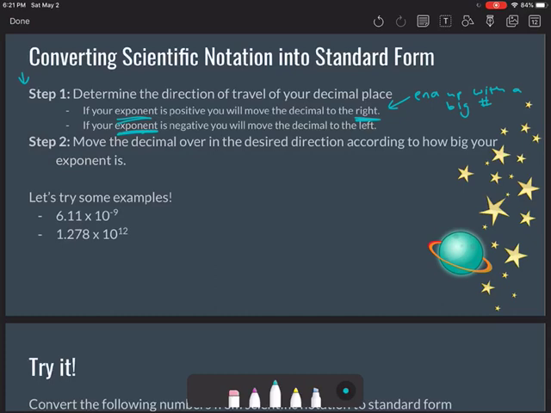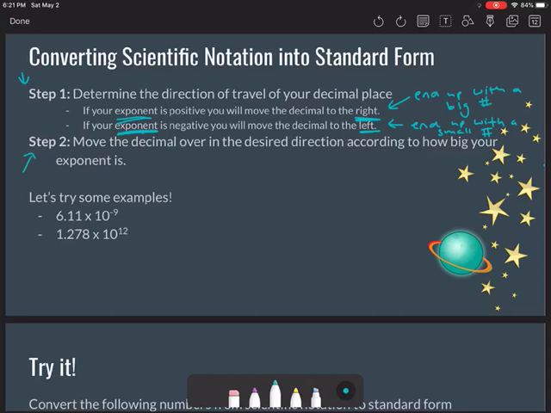If my exponent is negative, you want to move your decimal to the left. I want to end up with a small number. Okay, so it's essentially undoing what we did before. And so that's just determining the direction that we're going to be moving the decimal. Are we going to move the decimal to the right? Are we going to move the decimal to the left?